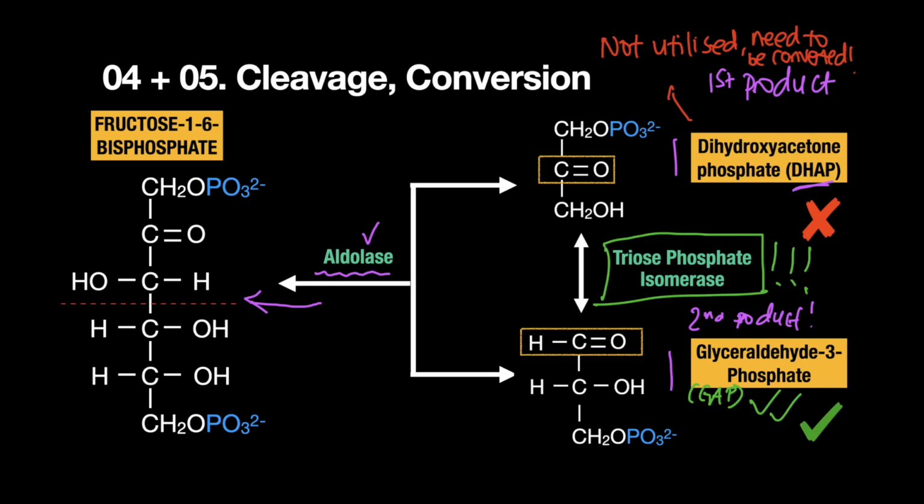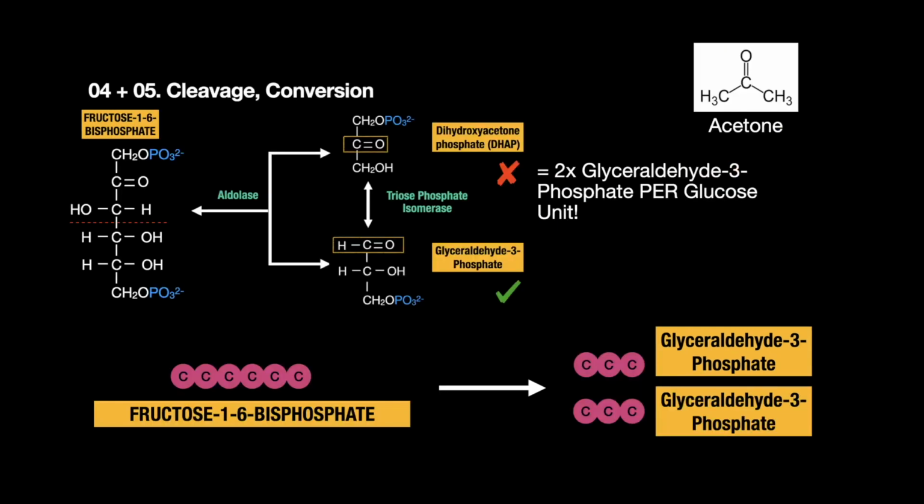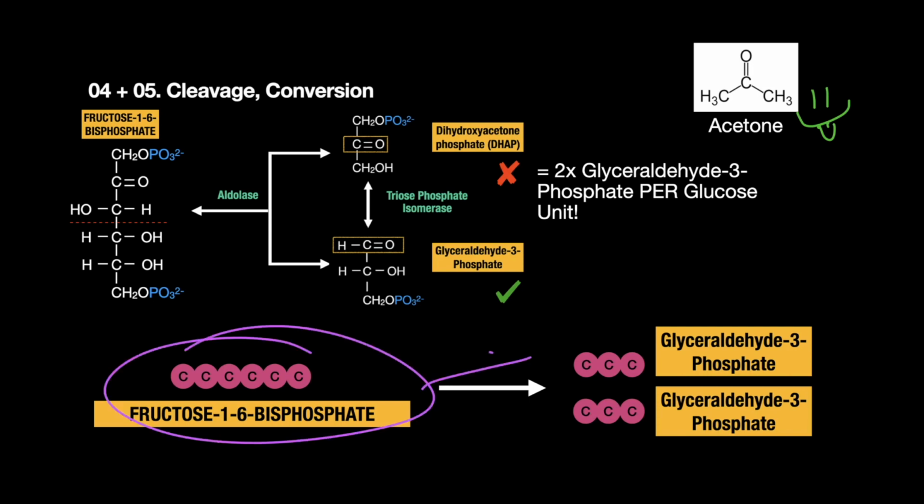From here, we know what DAP stands for: dihydroxyacetone phosphate. For those who are interested and want to know how this name came about, I've placed an image of the chemical structure of acetone here for your reference. So in essence, from one molecule of fructose 1,6-bisphosphate, we are able to get 2 molecules of glyceraldehyde 3-phosphate.